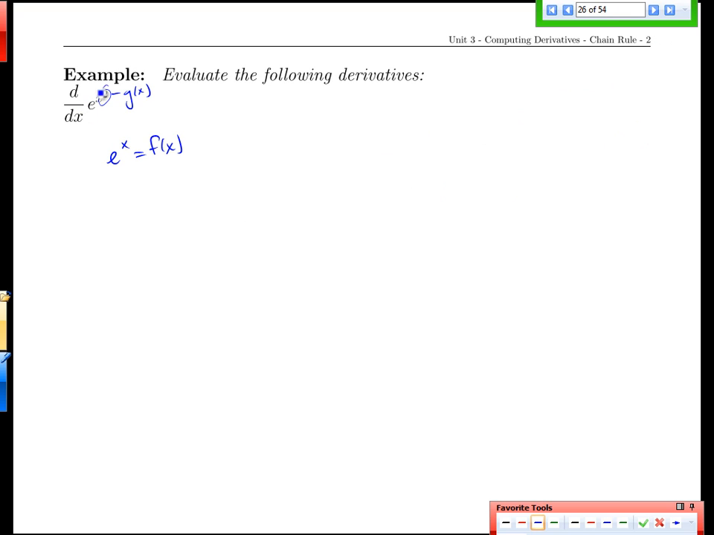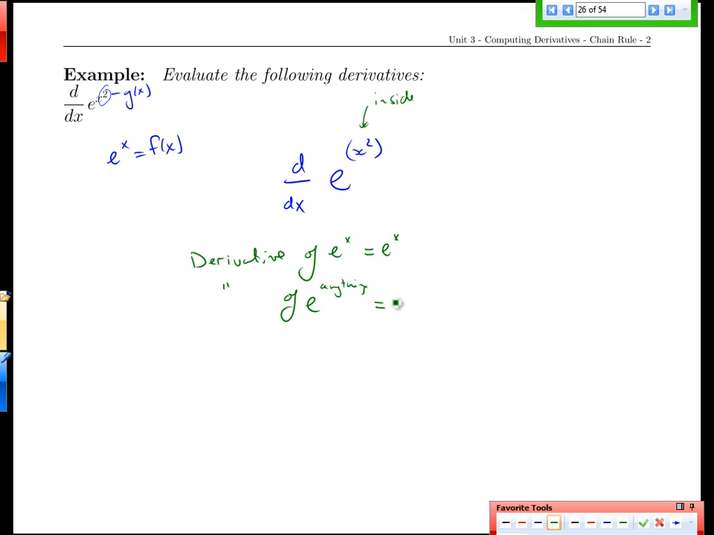Our function is e to the x squared, and we're asked what's the derivative of that. Our outside function in this case is e to the something. So let's write this out in long form here. The derivative of e to the x squared, there's our inside function, x squared. This is the way I like to say it, everyone has their own style: the derivative of e to the x is e to the x. Another way to phrase that in a chain rule world is the derivative of e to the anything is equal to e to the anything.